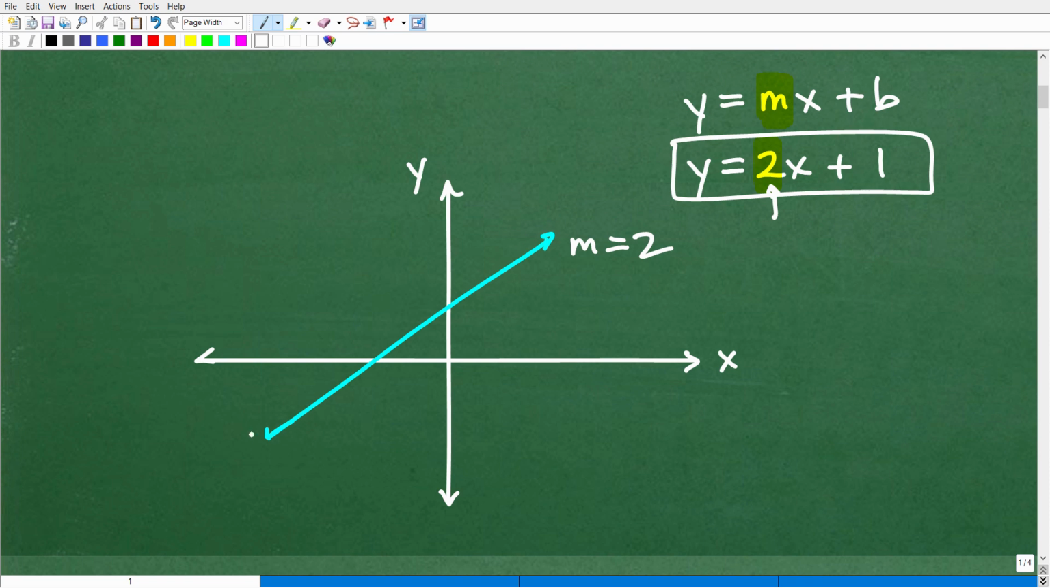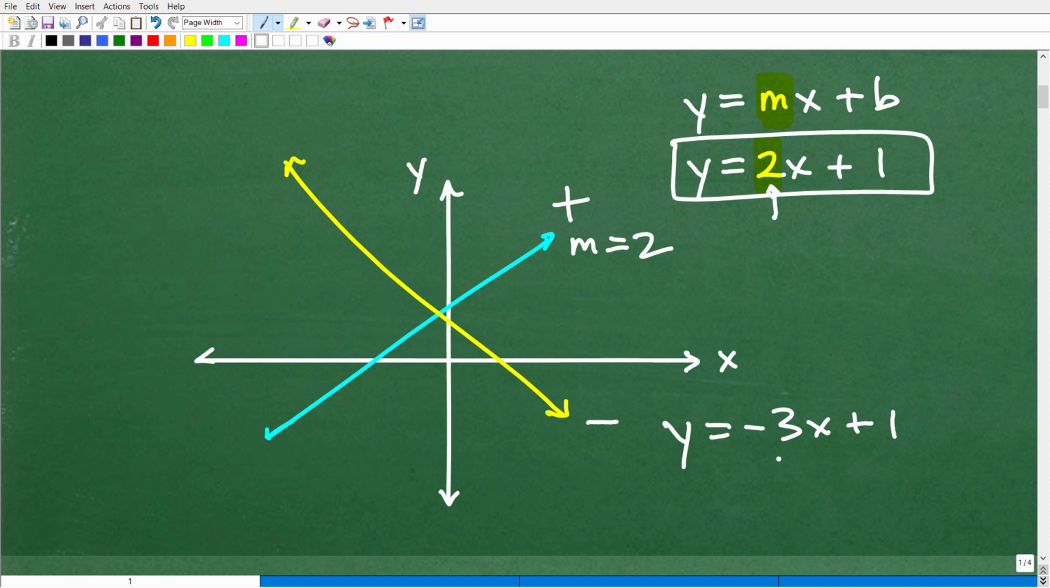But lines that increase from left to right like this, that go kind of uphill, have a positive slope. So lines that go downhill like this have a negative slope. You need to understand this, okay? So lines that increase this way will have a positive slope, like a positive value. Lines that go down this way will have a negative slope, so something like this, y equals negative 3x plus 1. Okay, so you can see here that the slope is negative.